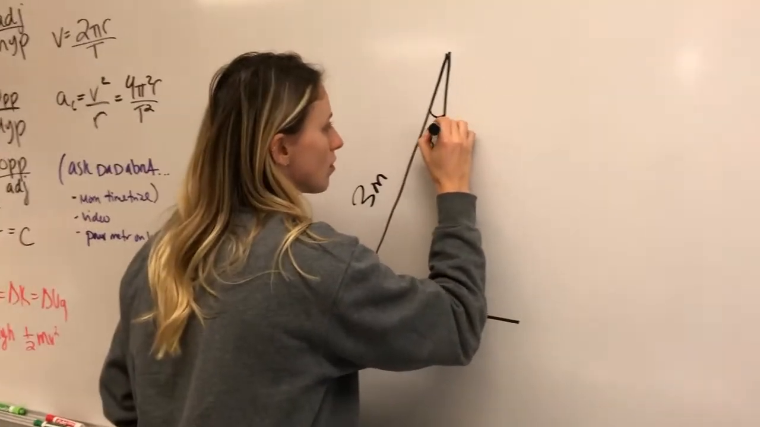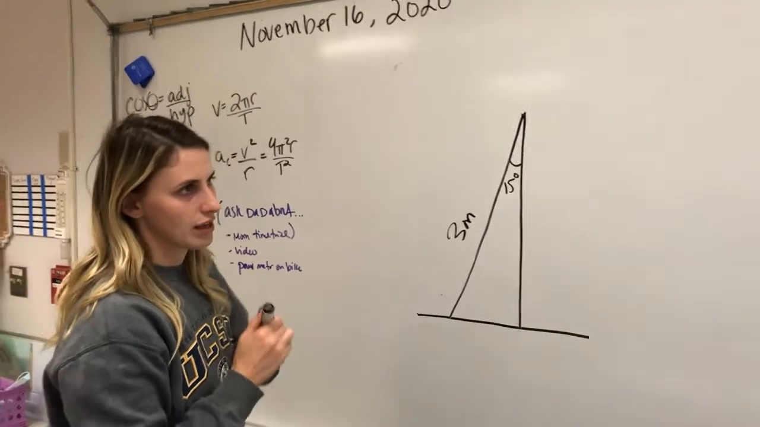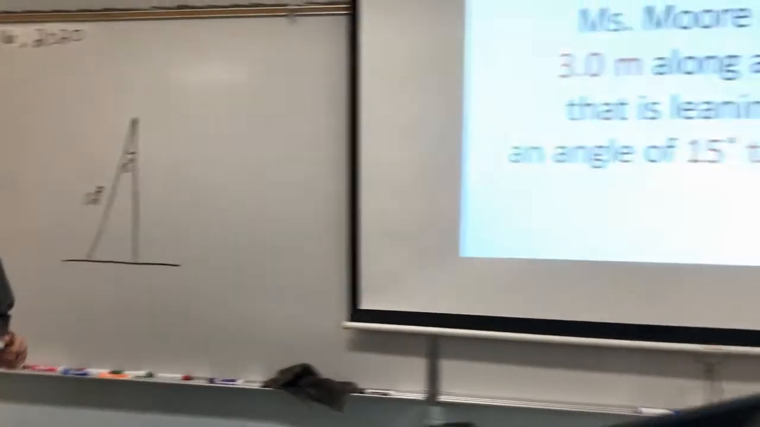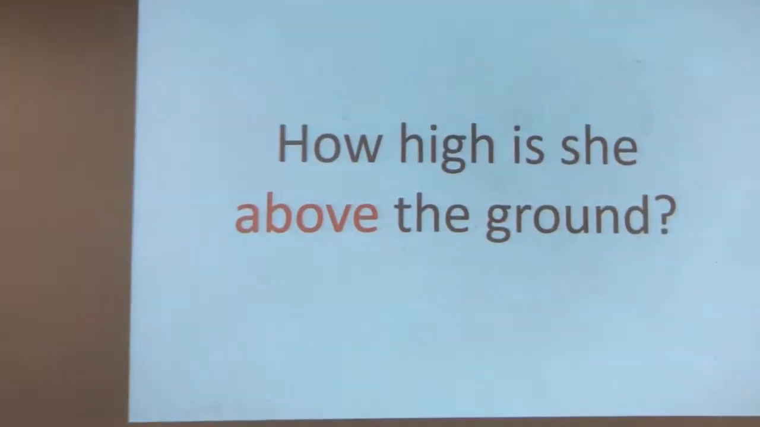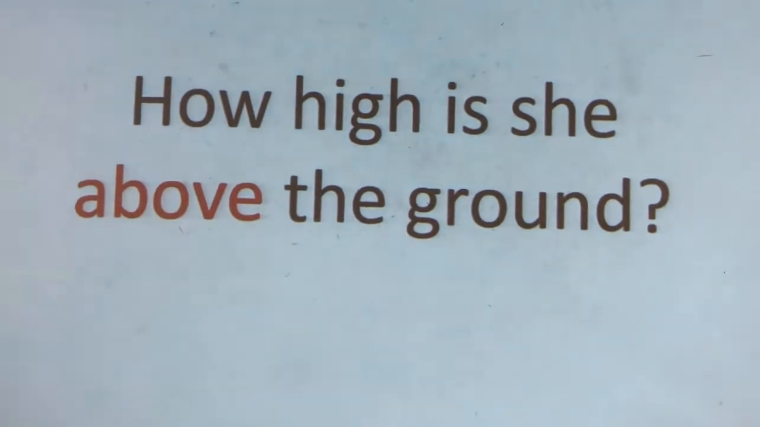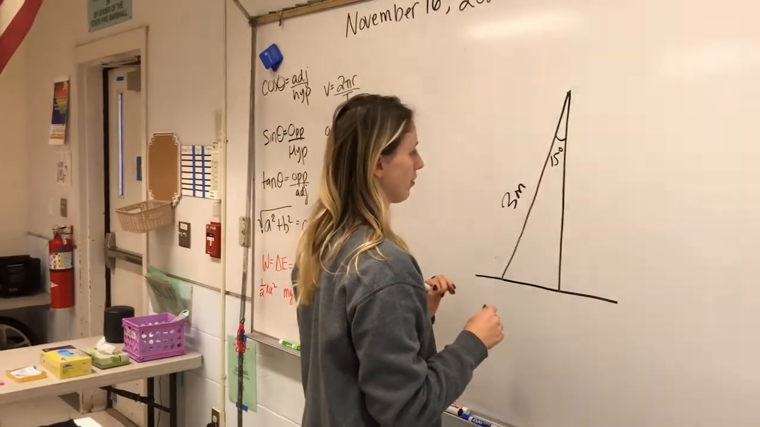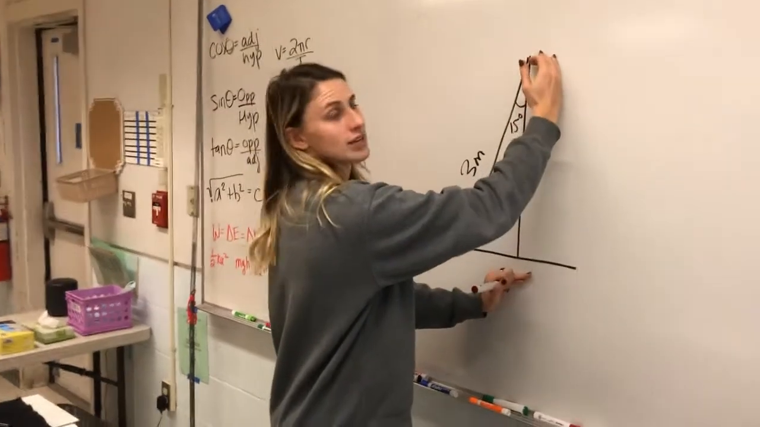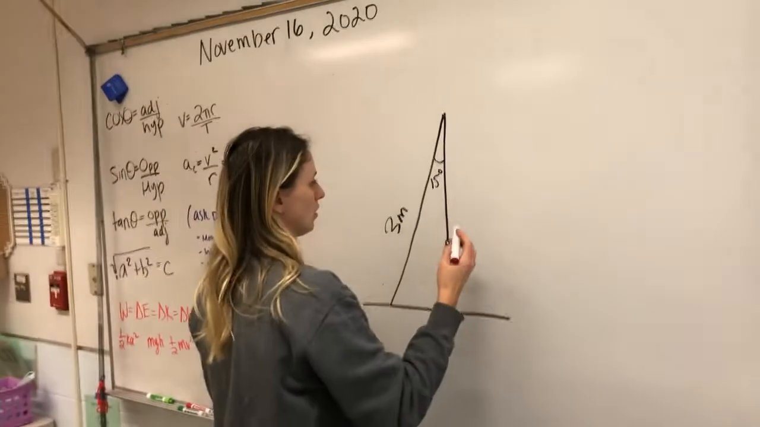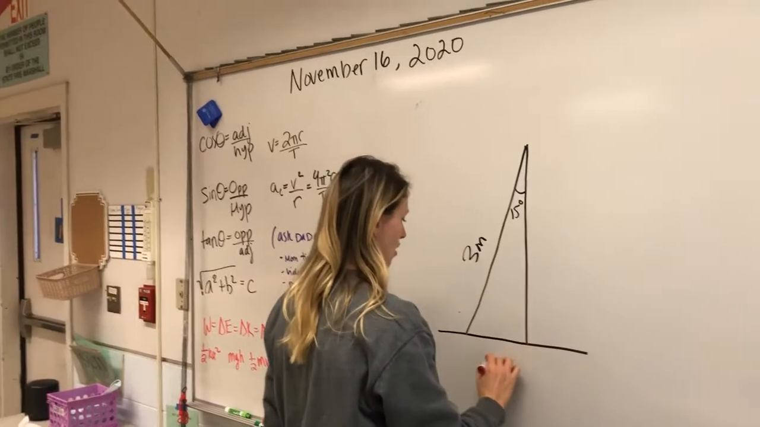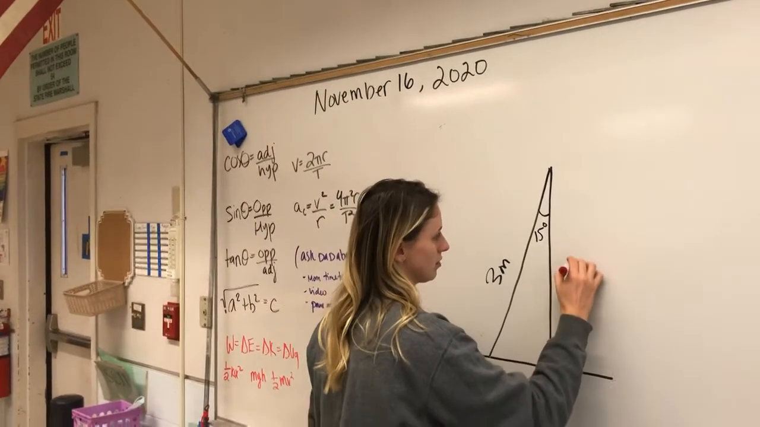A diagram like this helps us understand. So you've got the ladder over there, and here's a diagram representing it. What's the question? How high is she above the ground? This whole thing is 3 meters, but I don't need to know that. I need to know this, right here. What part of the triangle is that? This is the opposite, this is the adjacent side.